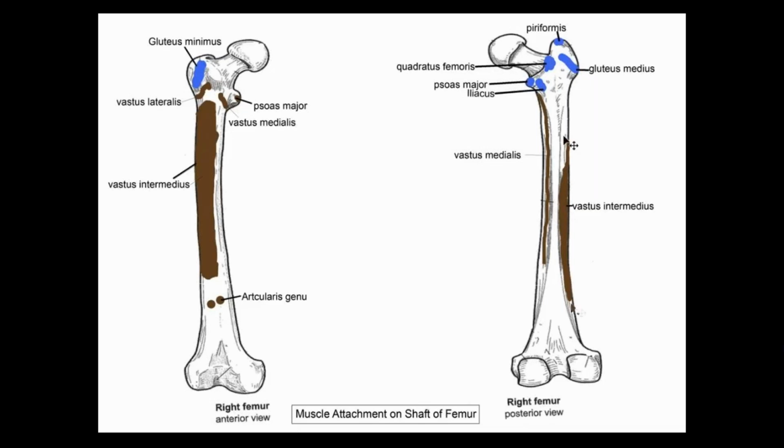Because of this linea aspera, between the upper two diverging lines, meaning the spiral line and the gluteal tuberosity, there is an area known as the posterior surface, and below, between the two diverging supracondylar lines, there is a surface known as the popliteal surface.